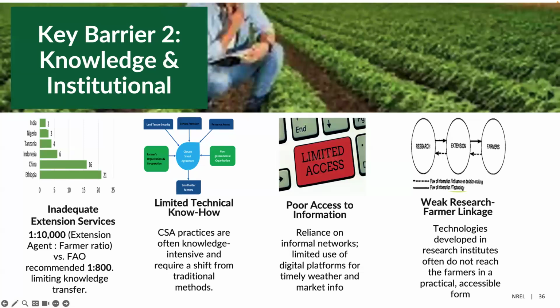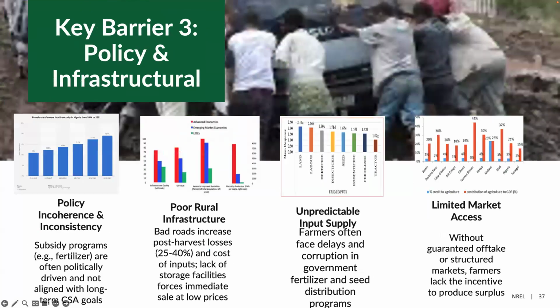So let's go to the last one. The last barrier. Let's go to the next slide, please. Key, there's the policy and infrastructure. You see that now, even if the farmer has the money and the knowledge, they operate within a broader system. So you have problems like policy incoherence, like subsidy. The government will come with subsidized input in order to ease the farmers' problems.